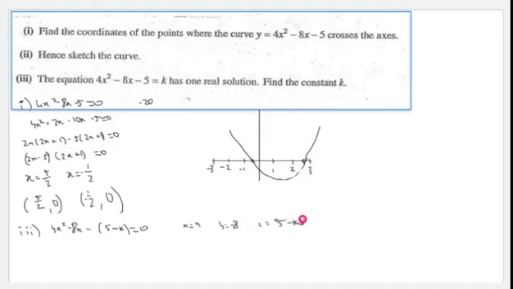Oh, you see what you've written. So you've taken the k over to the other side. I see what you're going to do. Yes, should be plus k.